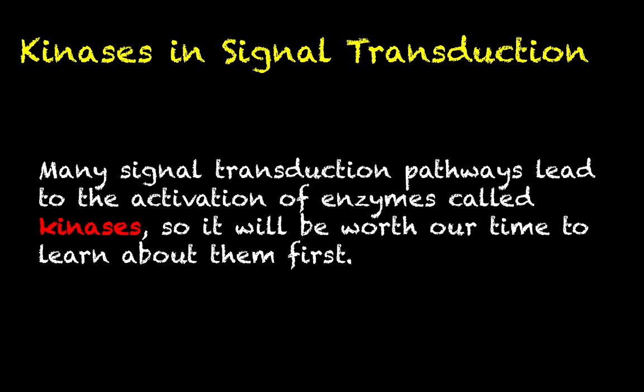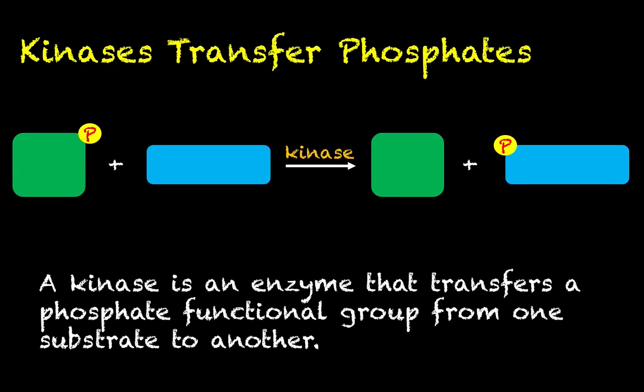So what we're going to see when we talk about all these different signal transduction cascades throughout the course is that many of these pathways are going to lead to the activation of a class of enzymes called kinases. We'll explore what kinases are in just a minute, but since we're going to see this so frequently, it's going to be worth our time to dedicate a whole video to talking about it now.